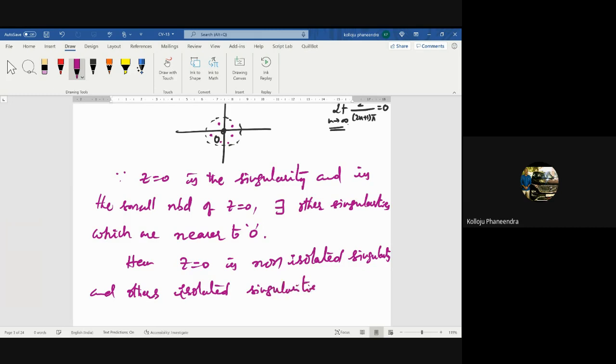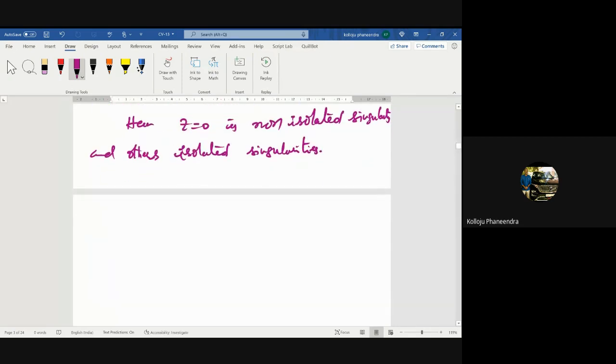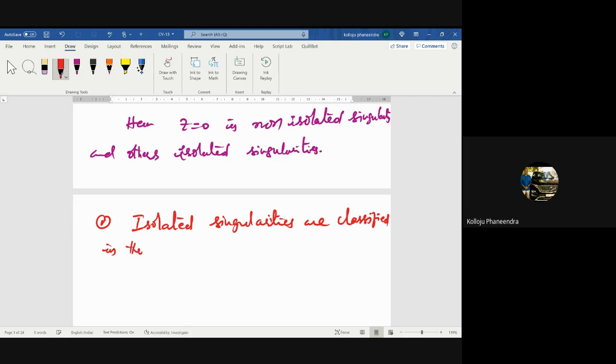Now, in the syllabus, we have only isolated singularities. Got it? Okay. Now, the next point is: isolated singularities are classified in the following way.